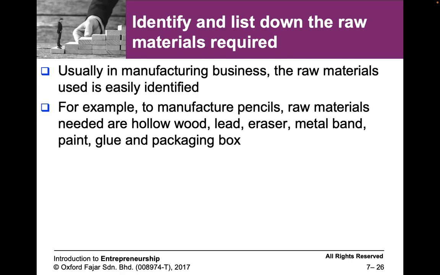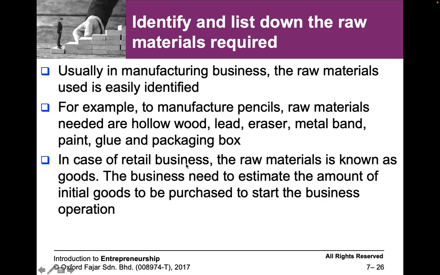Usually in a manufacturing business, whereby the company is producing a product, the raw material used is easily identified. For example, to manufacture pencils, the raw materials needed are hollow wood, lead, eraser, metal band, paint, glue, and packaging box. In the case of retail business, the raw material is known as goods. The business needs to estimate the amount of initial goods to be purchased to start the business operation.